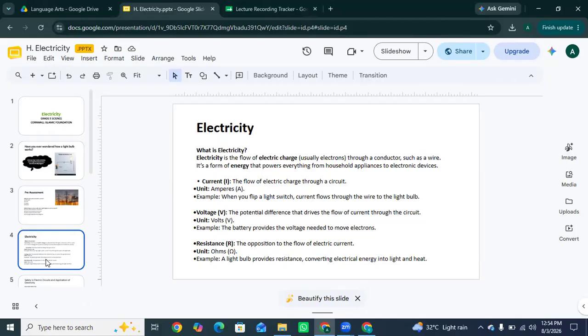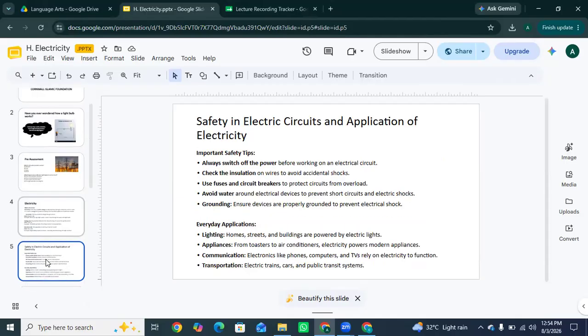So the next topic is safety in electric circuits and applications of electricity. Important safety tips.